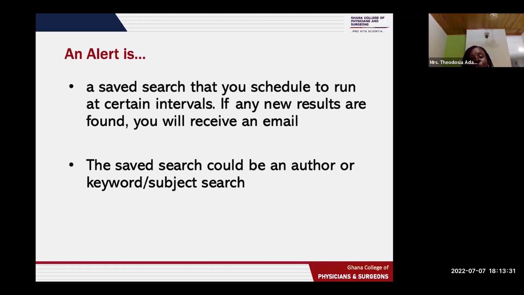So an alert is created after a search is done and is scheduled to run at certain intervals. And if there are any new results, for some of the databases, you determine the intervals by which you get the results. And if any new results are found, they are sent to your email. The saved search could be an author search, a keyword search, a subject search, or a title search. But again, it varies from database to database.